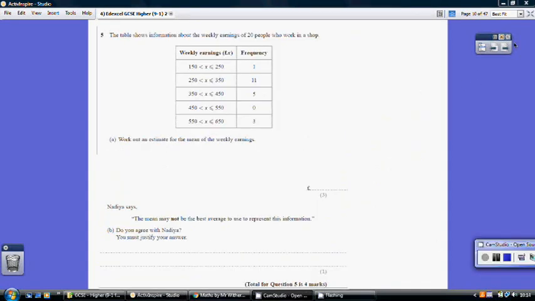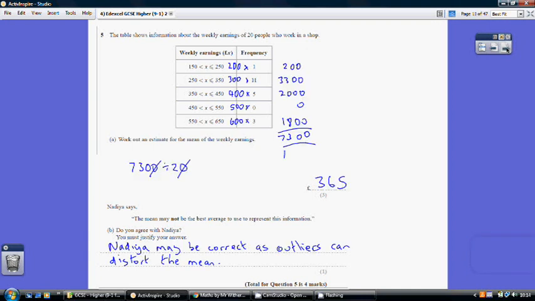Question 5, so we need to work out an estimate for the mean of the weekly earnings. Well, it's an estimate because we don't know how much these people actually earned. We just know, for example, that this one person earned between 150 and 250 and so on. So we estimate by choosing to assume this person earns the midpoint, so earns halfway between 150 and 250, which is 200. So I need to start off by working out all the midpoints.